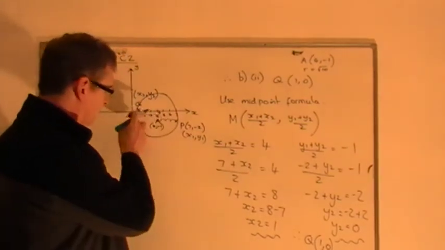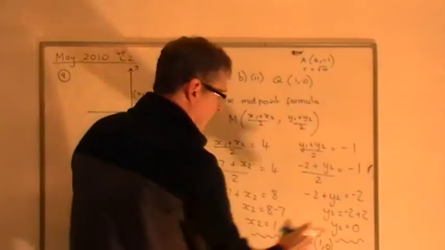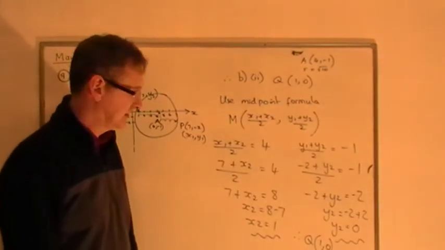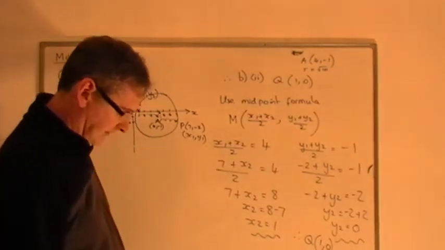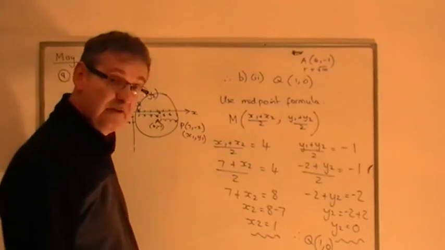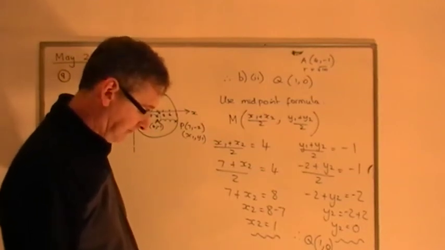Show 3 left, 1 up, 3 left, 1 up, or if you prefer, show those algebraic calculations. There you go. We've found the coordinates of Q. So we've got another 4 marks there. That was all of part B.